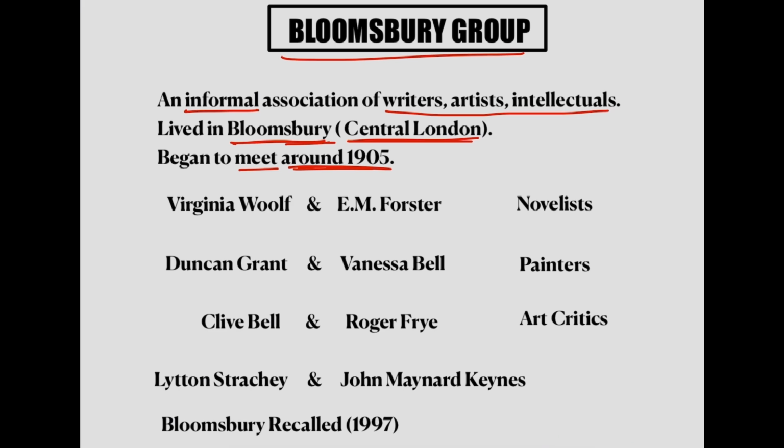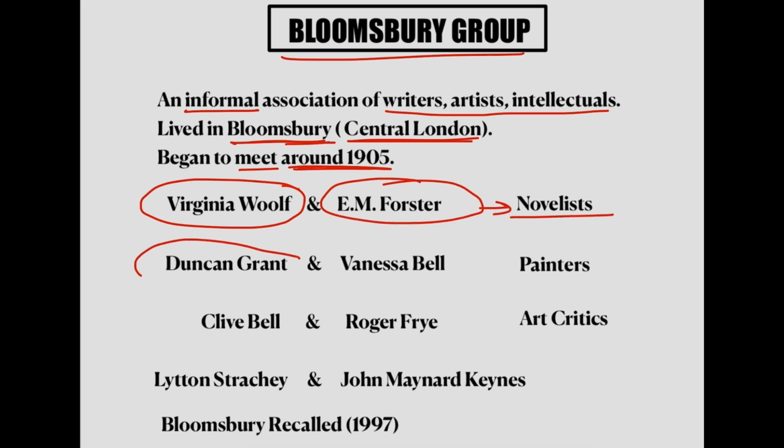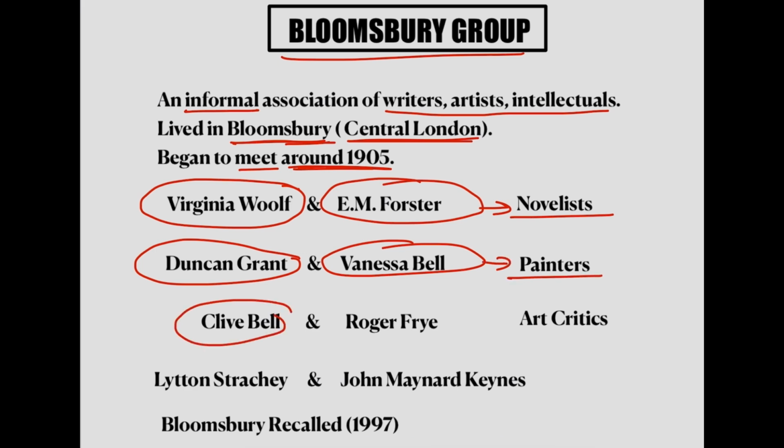So Virginia Woolf and E.M. Forster are novelists. Duncan Grant and Vanessa Bell, all of these are members of Bloomsbury Group. These were painters. Vanessa Bell was the sister of Virginia Woolf, and Clive Bell was husband of Vanessa Bell.